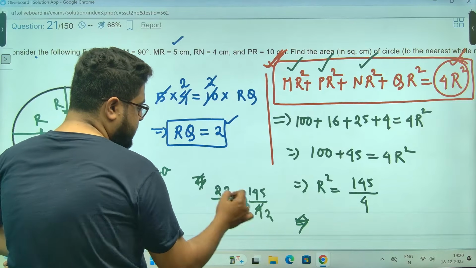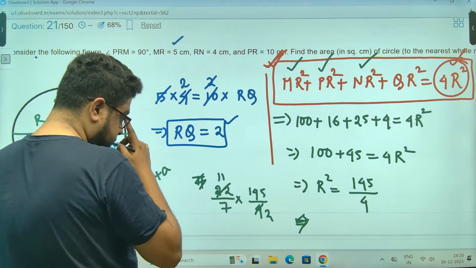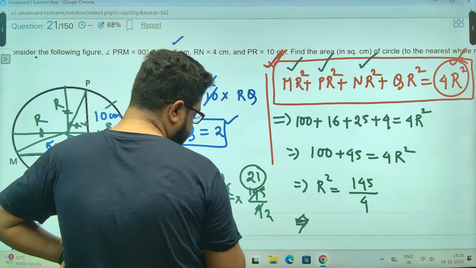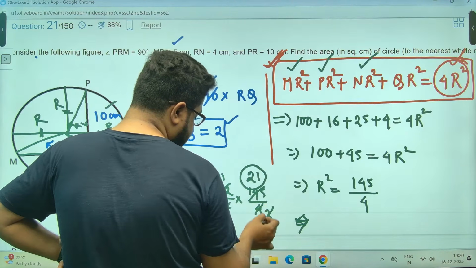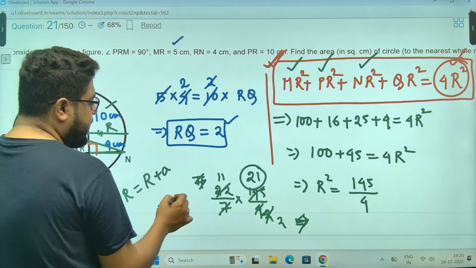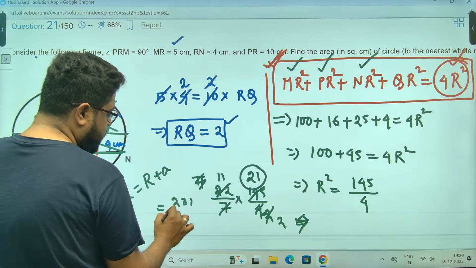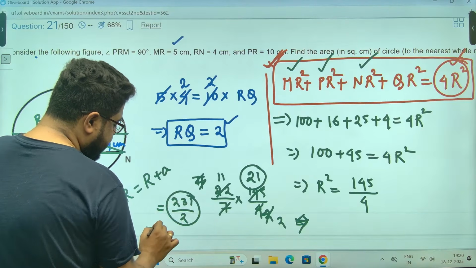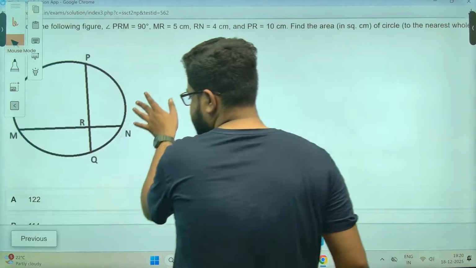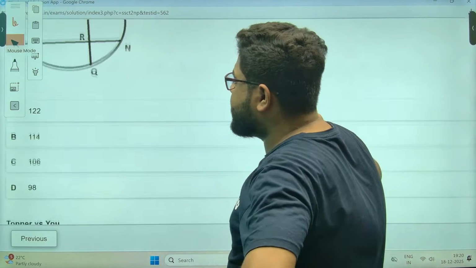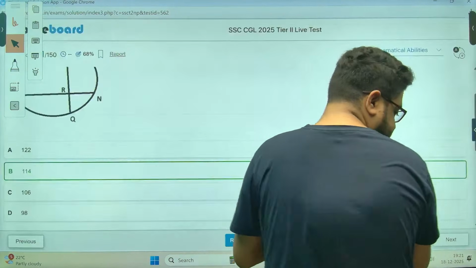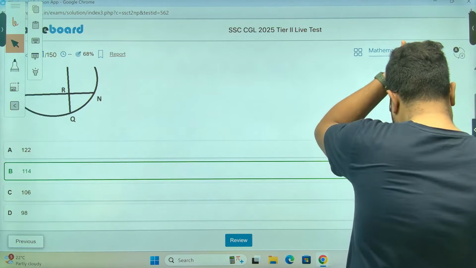Cancel as much as you can, sir. 2. This is 11. This is almost 21. Let's not cancel this 2. 21 into 11 is how much? 231 by 2. Let's take this as 230. It is around 115. Very, very close to 115, sir. 114 is there. So that has to be the answer, sir. Okay? Perfect. Chalo.